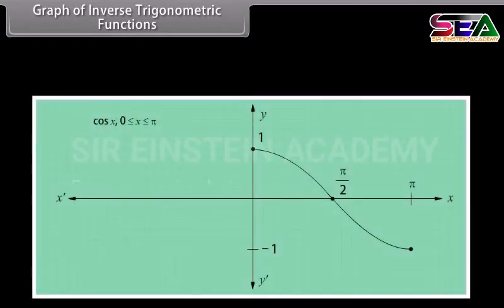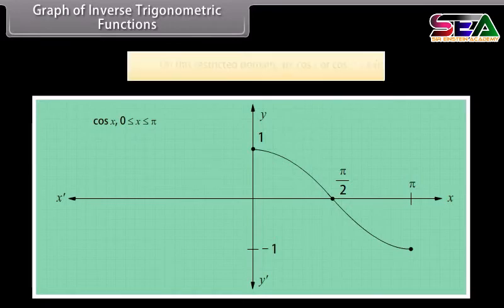The derivations of the graphs of arc cos x and arc tan x are similar to that of arc sine x. In both instances, intervals must be restricted. For arc cos x, we use the 1, -1 piece. On this restricted domain, arc cos x or cos inverse x exists.